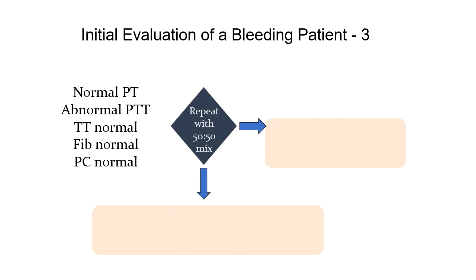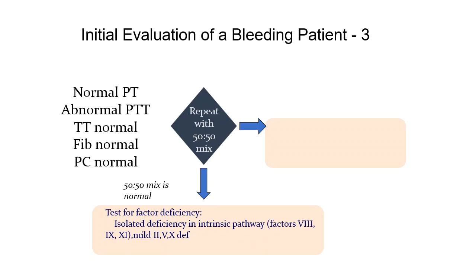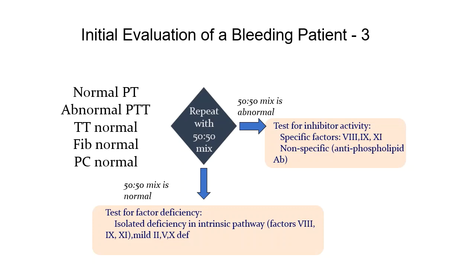What does that mean? We take equal volumes of the patient sample and control plasma and do an APTT again. If the APTT becomes normal, that is the APTT corrects, then we would test for factor deficiencies: isolated deficiency of factors of the intrinsic pathway like factor 8, 9, 11, or mild deficiencies of the common pathway like factor 2, 5 or 10 deficiency. If the 50-50 mix is abnormal, then we'll have to look for inhibitors to specific factors like factor 8, 9 and 11, or non-specific inhibitors like antiphospholipid antibody or the lupus anticoagulant.